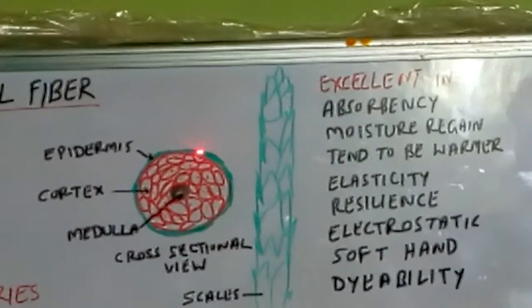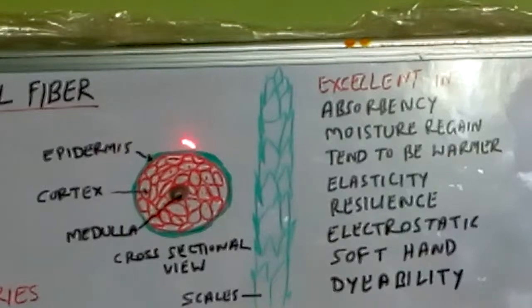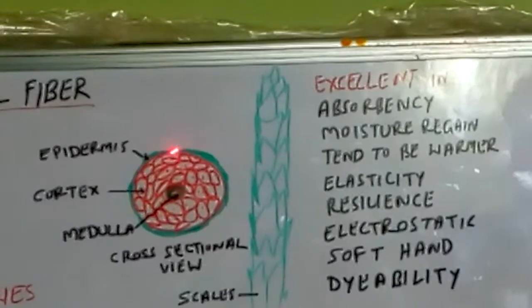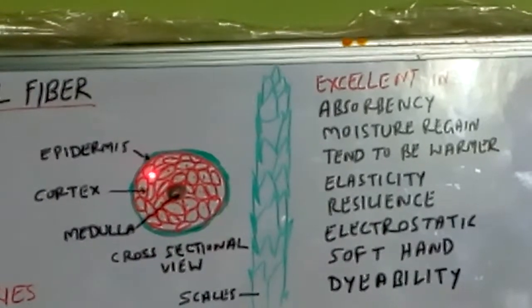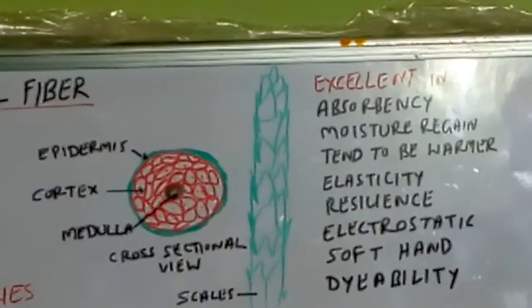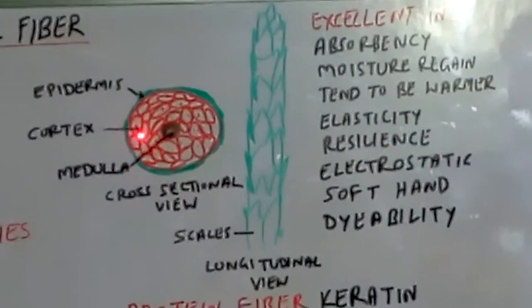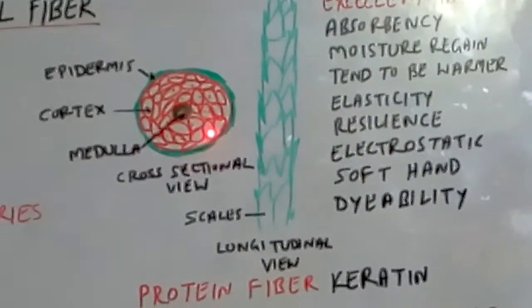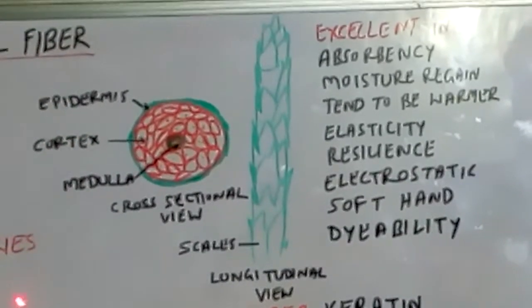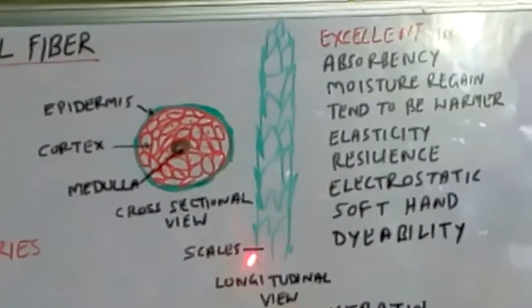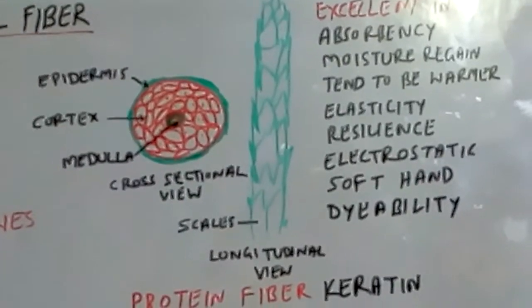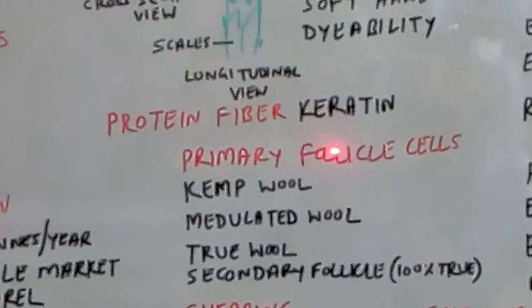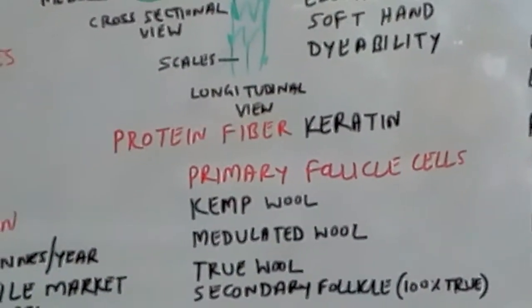And this is the cross section of the fiber. If you cut the fiber, in the cross section, inside is the medulla, then the cortex region, and this is the epidermis region. This whole epidermis, cortex and medulla seems like a simple shape. Now this protein fiber, keratin.